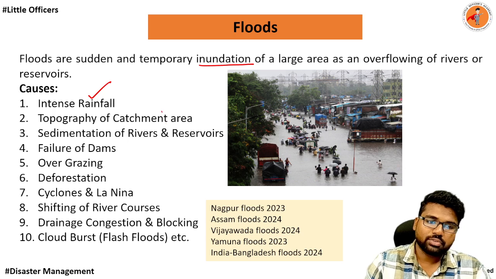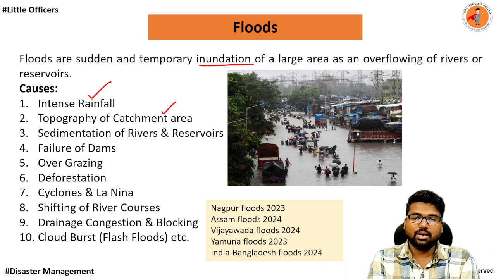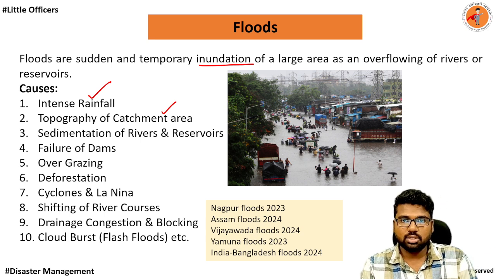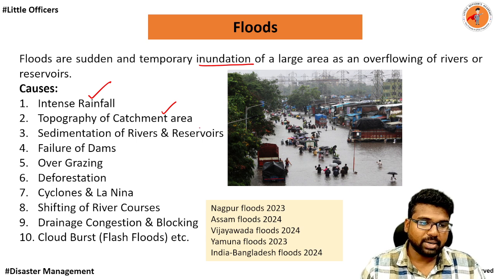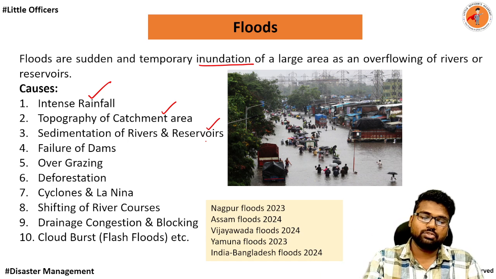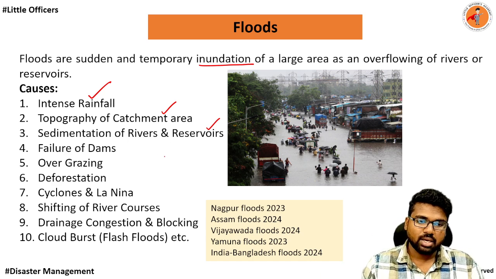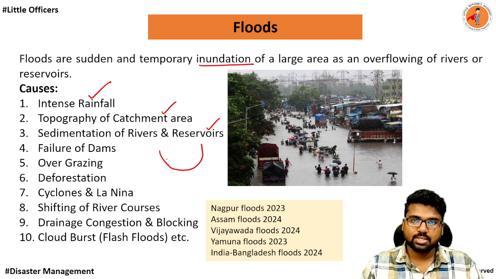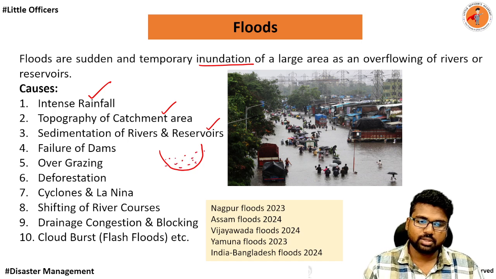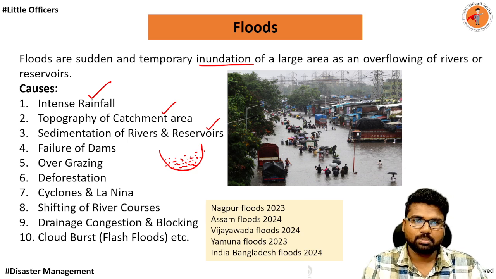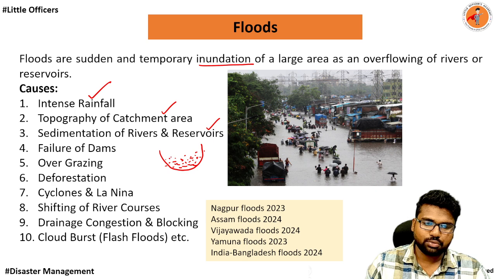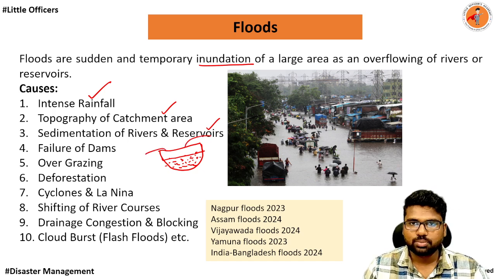Then topography of catchment area. Sometimes the topography of a catchment area of a river is such that there is a natural slope. So whenever there is a natural slope, the water will gush into it, leading to inundation. Then sedimentation of rivers and reservoirs, like too much debris getting sedimented. Let's say if the river valley is like this, and the bottom of the river valley is filled with a lot of debris, say soil or clay or pebbles and all of them. Now instead of having the full capacity, the river is able to hold only this much water, and if any excess water comes, it is going to overflow and lead to a flood situation. So this is another reason.